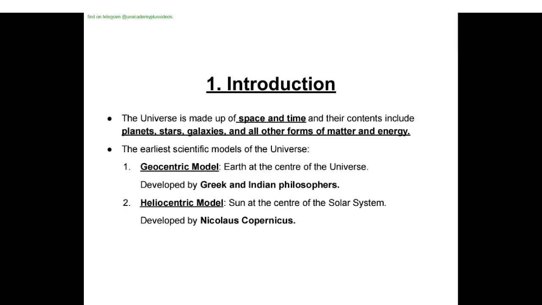The universe. Introduction. The universe is made up of space and time, and their contents include planets, stars, galaxies, and all other forms of matter and energy. The earlier scientific models of the universe: the geocentric model, Earth at the center of the universe, developed by Greek and Indian philosophers. So obviously this is a wrong model. The heliocentric model, Sun at the center of the solar system, developed by Nicholas Copernicus.